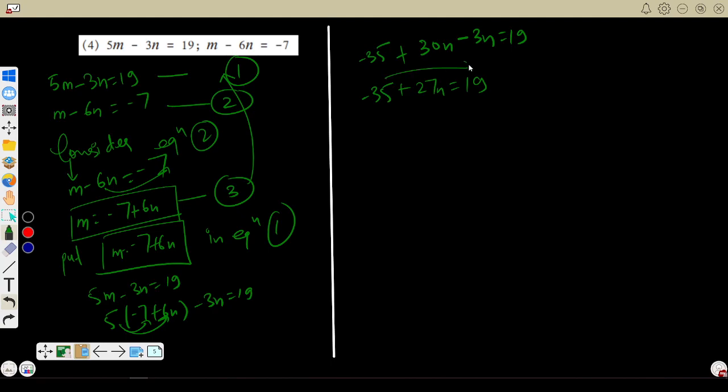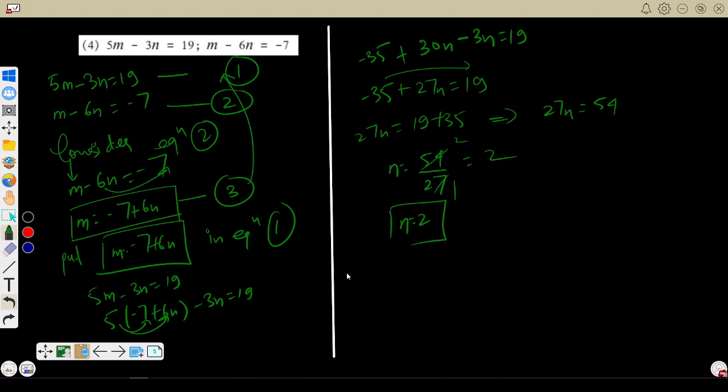Now shift this minus 35 on the other side. So here we have 27n is equal to 19 plus 35. 19 plus 35 is 54, so 27n is equal to 54. So n will be 54 divided by 27, which is 2. Yes, the value of n turns out to be 2. I hope this is clear to you.